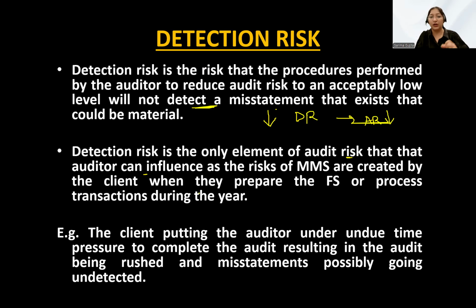I am able to do something about it. For example, if the client is putting the auditor under undue time pressure to complete the audit, it will result in the audit being rushed and the misstatements possibly going undetected. So in this situation, I will not allow the client to put such pressures or such deadlines on me, or I will apply more staff, more team to do the work. Then I still will be able to detect all the material misstatements. So what have we understood? The only component of the audit risk which I, being an auditor, can control is the detection risk. Because of course, every auditor would want to reduce the audit risk. Nobody wants the audit risk to be high.